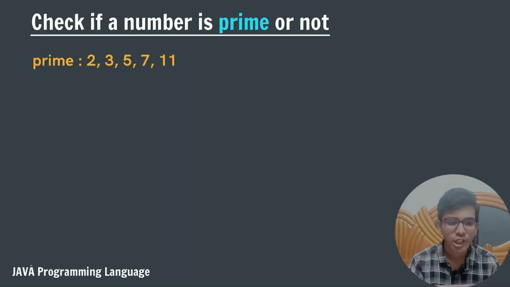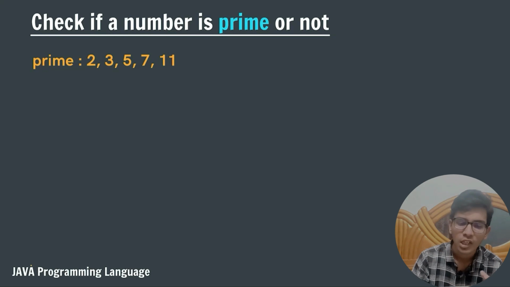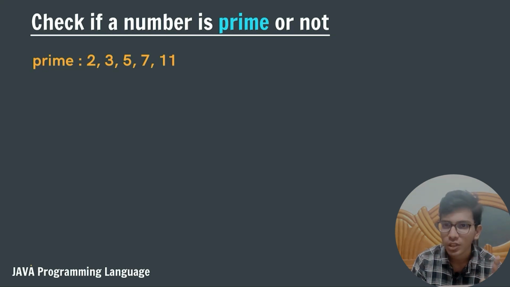Now in the given question, we have to tell whether a given number is prime or not. So what is the logic behind it? In maths, we know that a prime number is a number which is divisible by only 1 or itself. It is known as a prime number. So we can basically say that a prime number is a number which is not divisible by any other number except 1 or itself.